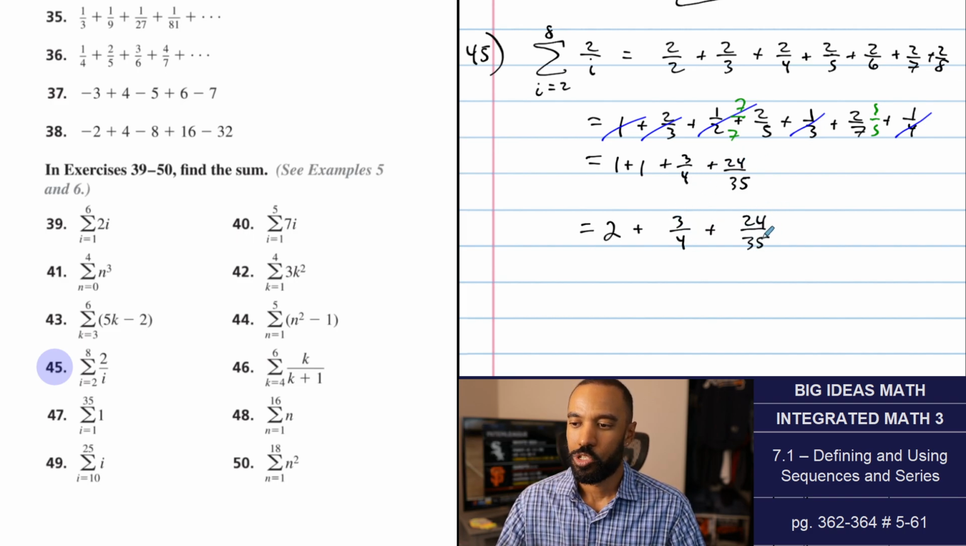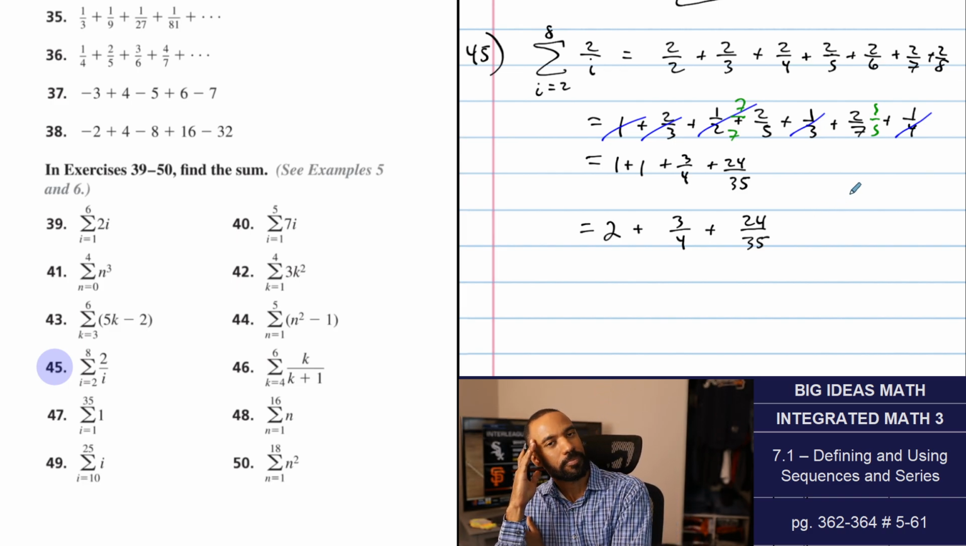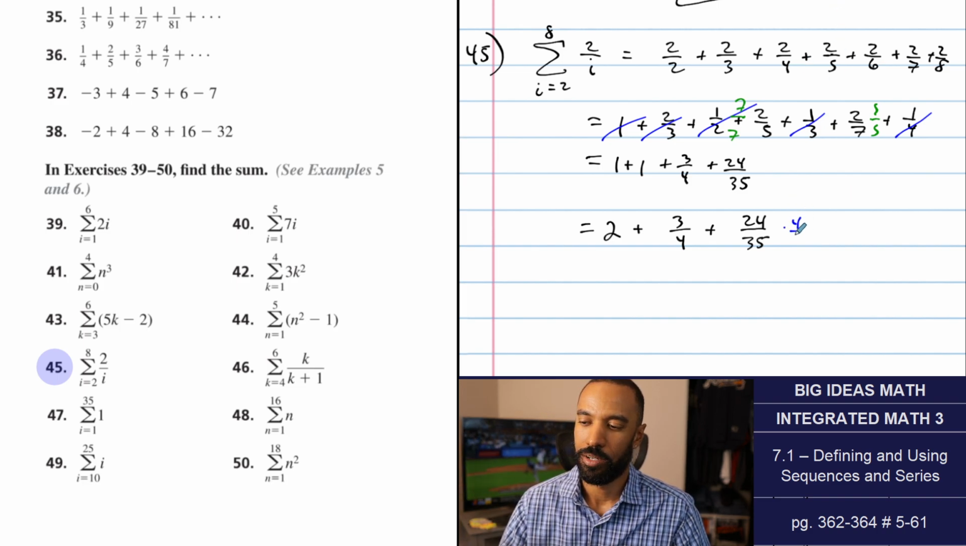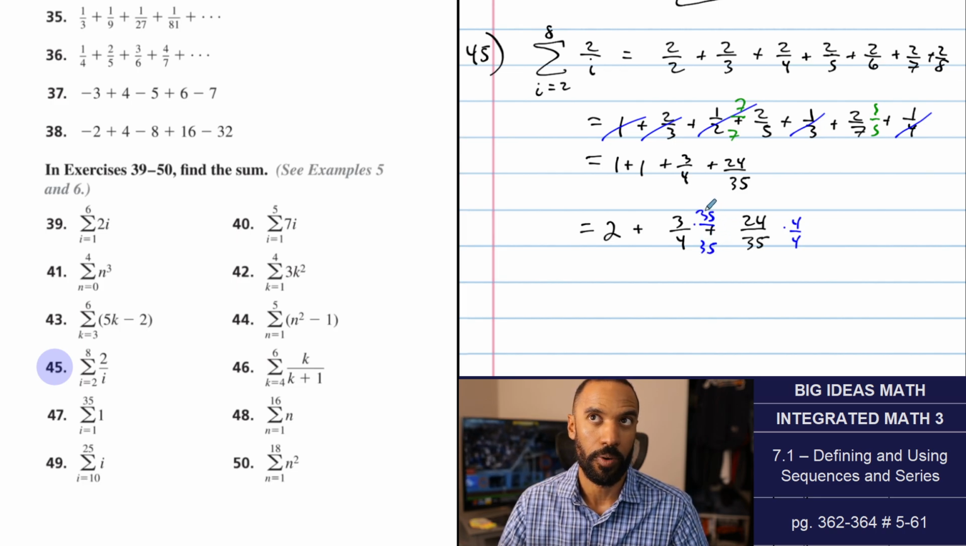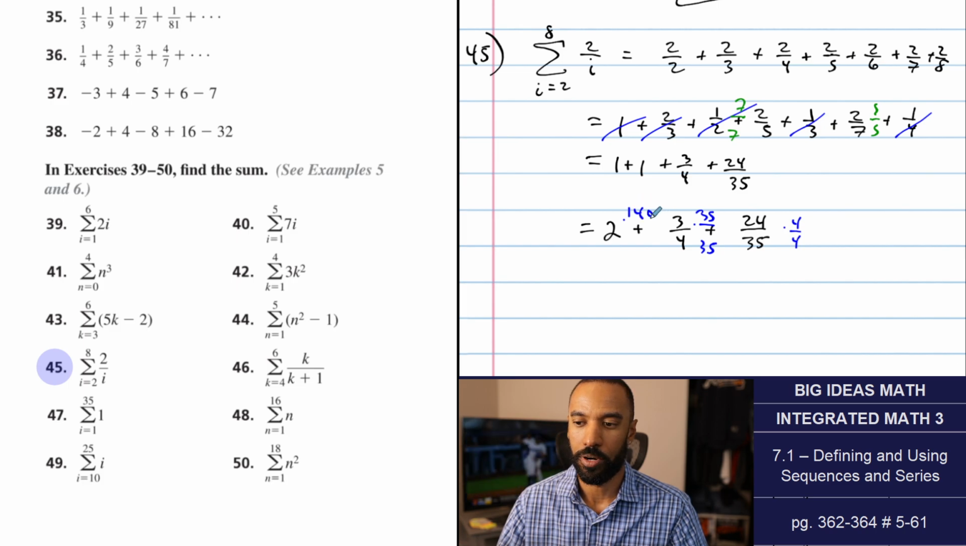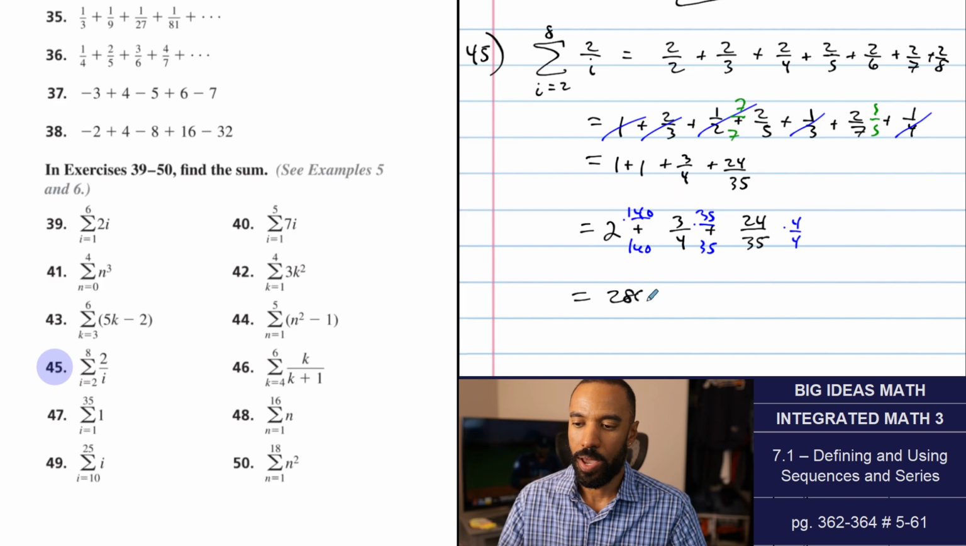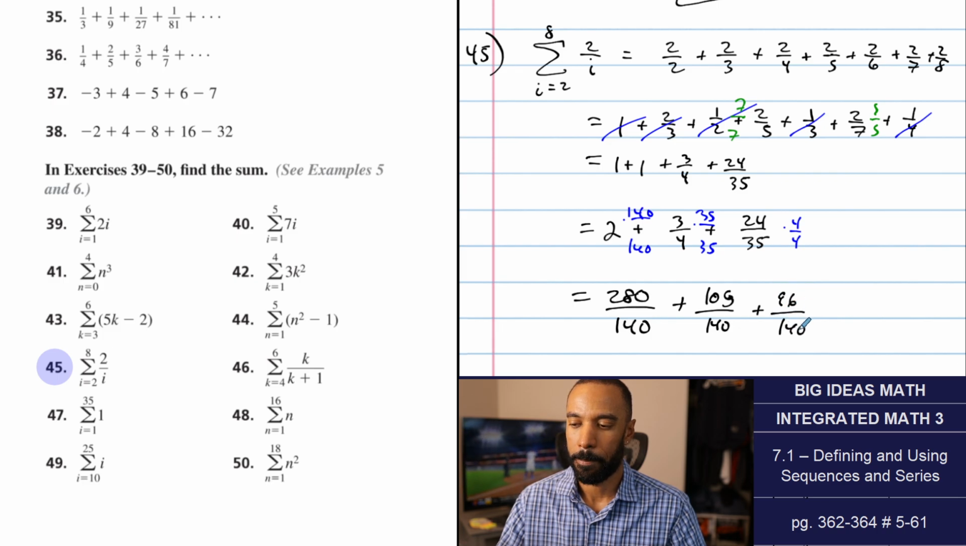Okay. So a common denominator is 70, a multiple of... No. So let's just multiply this by 4 over 4. And this by 35 over 35. And 35 times 4, by the way, is 140. So we'll do 140 over 140 here. So here we'll have 280 over 140 plus 105 over 140 plus 96 over 140.